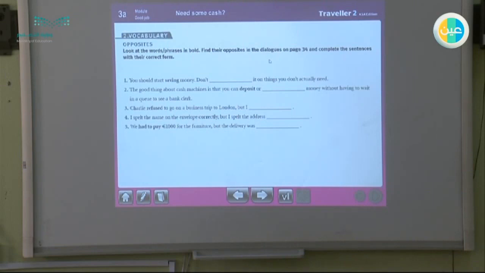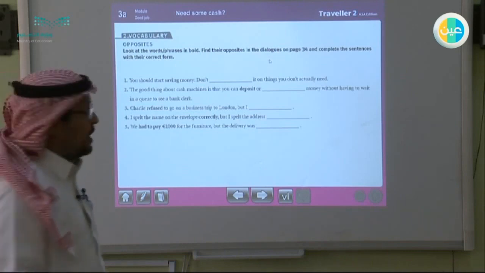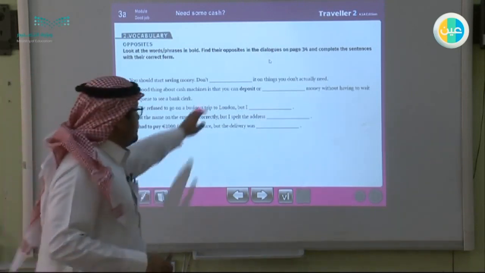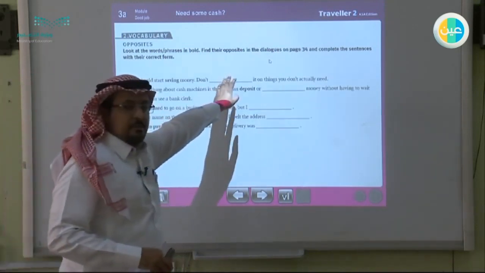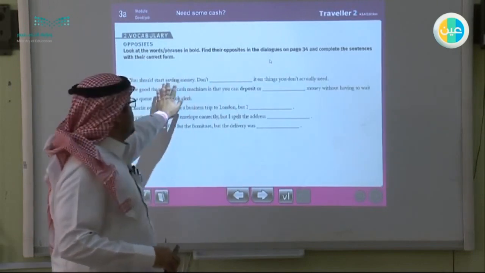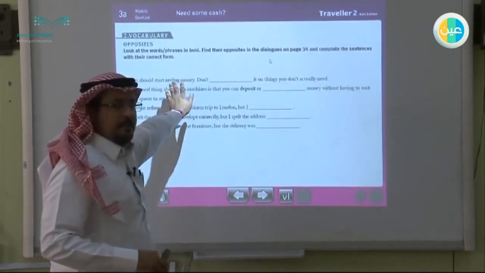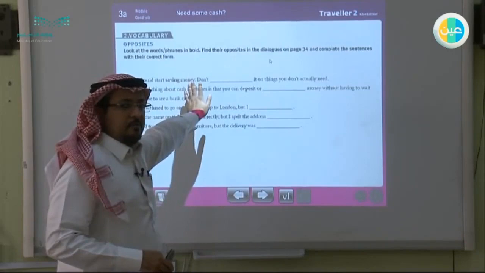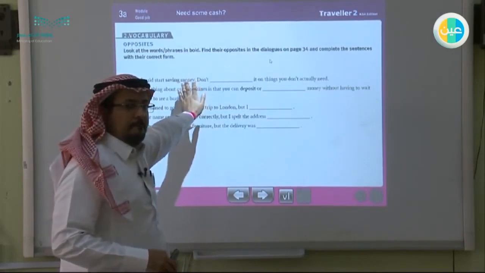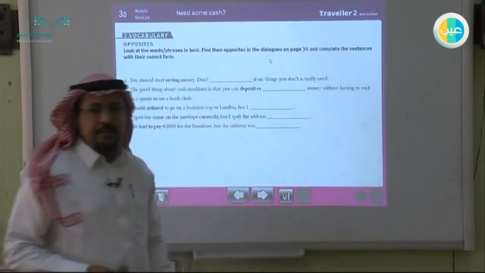You should start saving money. Don't spend it on things you don't actually need. In this case, we are going to find out from the text an opposite word to the word saving. As you see, saving is in bold. Now we are going to go back to the text and scan it.